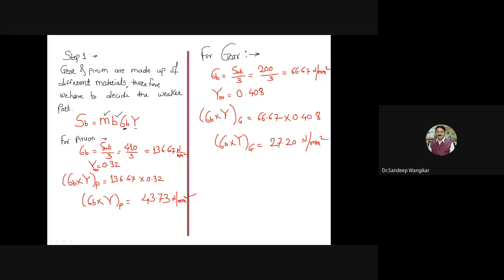So friends, let us compare this value. For sigma B into Y for pinion, it is the value 43. And here for gear, 27.20. So from this value, whichever is lesser. If I compare, I will say that sigma B into Y for gear is less than sigma B into Y for pinion. And based on this, I will comment.